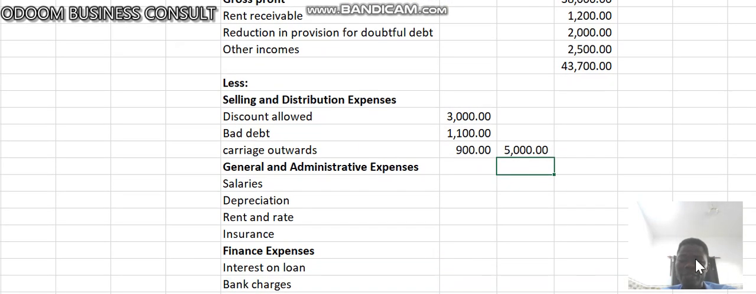General and administrative expenses. We have salaries. So salaries has to do with the amount that you pay to your workers, right? As an organization, you have a lot of human beings that you work with, and you have to pay them. So what you are paying them becomes a cost. So let's say there's a salary of 8,000. You pay a salary of 8,000. You have to also present that one.